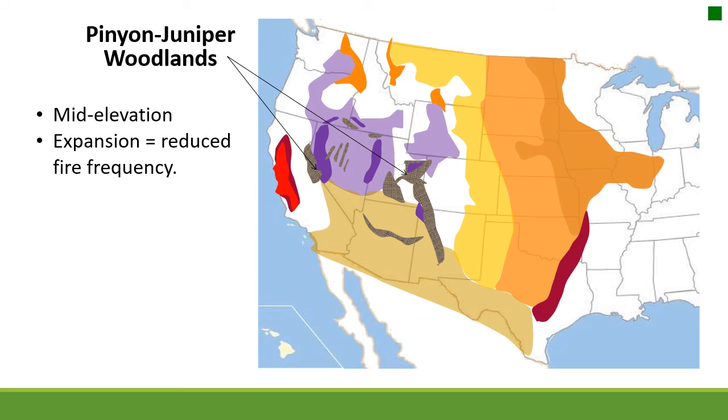Now, we talked about the low elevation being the salt desert, those bench lands being the sagebrush, and now as you go up a little bit higher, you'd find pinyon juniper woodlands at that mid-elevation. Of course, above the pinyon juniper woodlands would be fir forests and other kinds of true forests. But the pinyon juniper woodlands are at that mid-elevation, and they are expanding as fire was reduced. So when we reduced the fire frequency, they expanded into the shrublands below them. So let's take a look at some of those pinyon juniper woodlands.